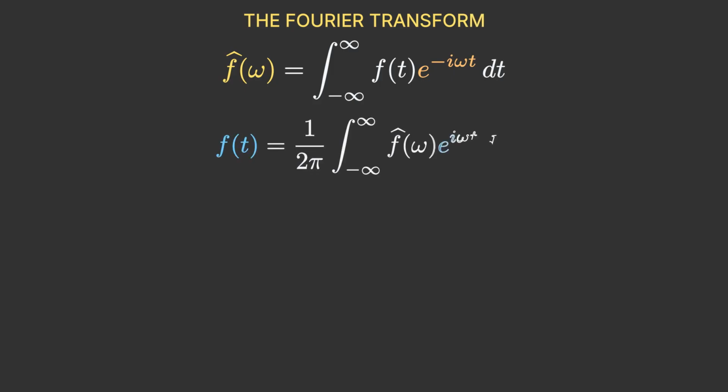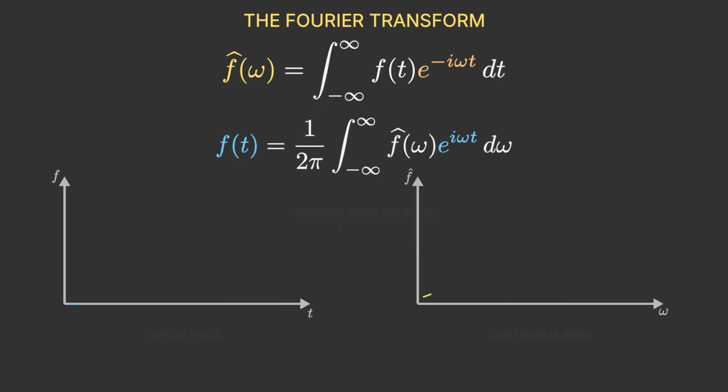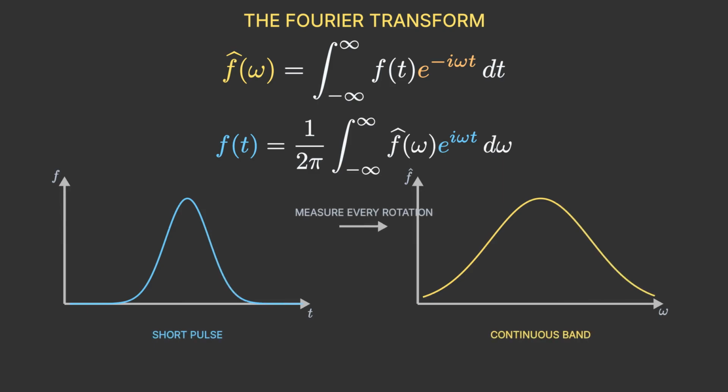Multiplying by a backward rotation tests one frequency. Integration accumulates what stays aligned and cancels what does not. A short pulse, therefore, requires a continuous band of frequencies. Euler's identity is the engine inside Fourier analysis. Circles become waves, waves become spectra, and measurable complexity becomes a sum of simple rotations.